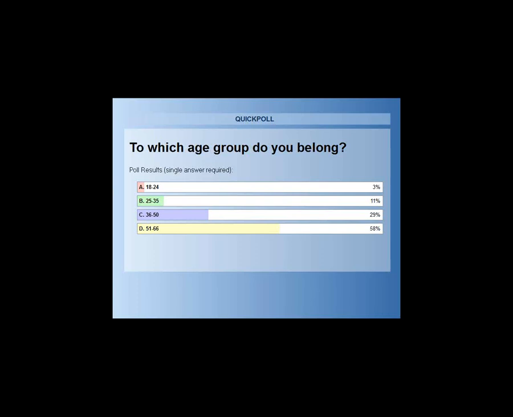And we have 81% voted. And if you look at the poll results, you're going to notice that 58% of us on the call tonight are between 51 and 66, which gives credence to what I just said about our aging technician population.